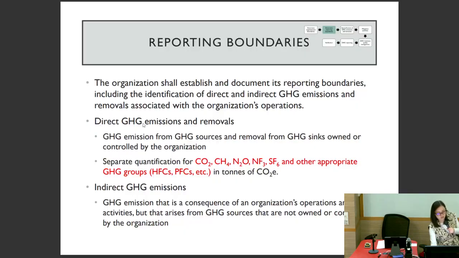So direct greenhouse gas emissions and removals would be the greenhouse gas emissions from greenhouse gas sources and removals from the greenhouse gas sinks owned or controlled by the organization. So it is within the organizational boundary. Maybe wholly owned by that organization, or controlled by that organization, financially controlled or operationally controlled. Then those direct emissions would be under scope 1.